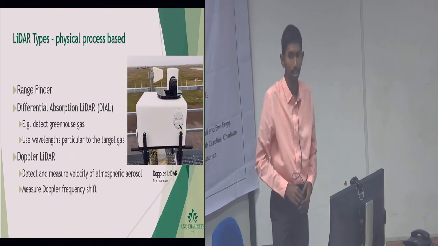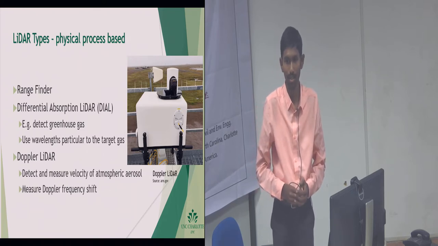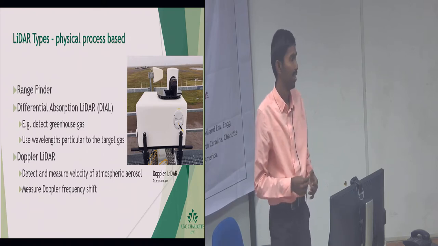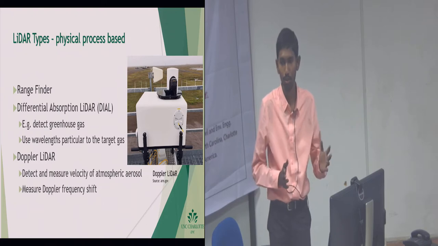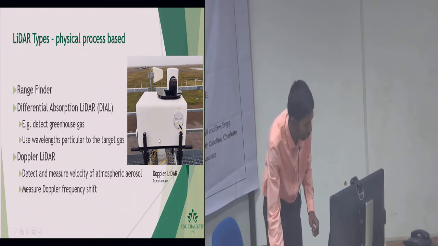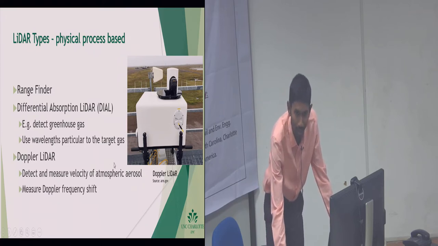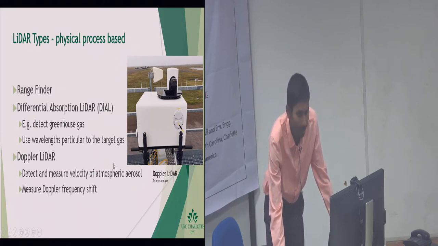Next, we have Doppler LiDAR. Doppler LiDAR uses the Doppler effect, which is the frequency shift due to moving objects. This can be used to measure the velocity of atmospheric aerosols, and using that we could measure the wind speed.